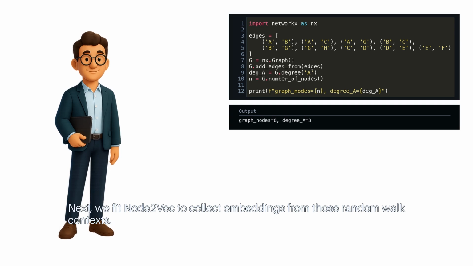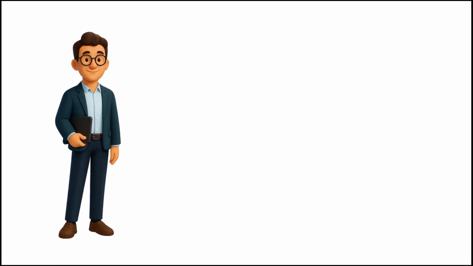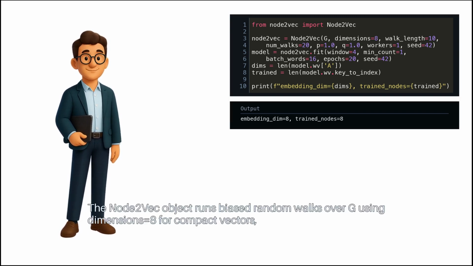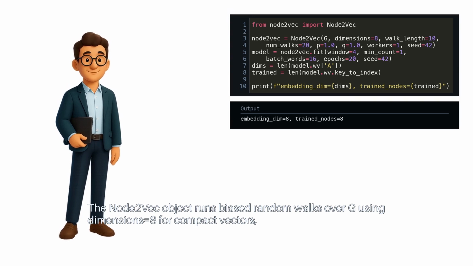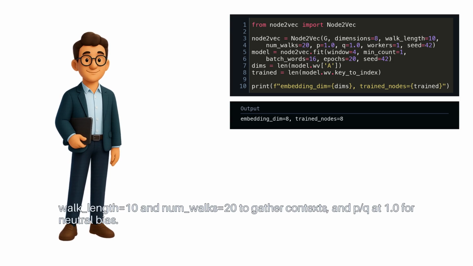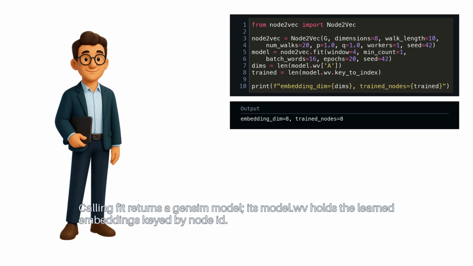Next, we fit Node2Vec to collect embeddings from those random walk contexts. This example trains Node2Vec on the same NetworkX graph to turn nodes into vectors you can use downstream. The Node2Vec object runs biased random walks over G using dimensions equals 8 for compact vectors, walk length equals 10, and num walks equals 20 to gather contexts, and P and Q at 1.0 for neutral bias. Calling fit returns a gensim model. Its model.wv holds the learned embeddings keyed by node ID.